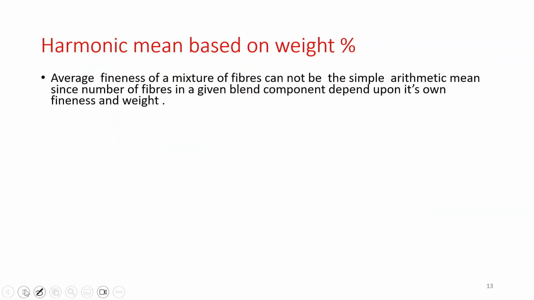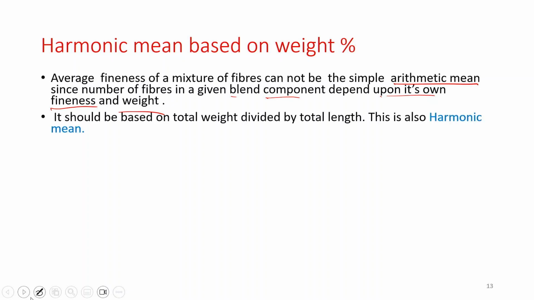Another calculation is harmonic mean based on weight percentage. Like average fineness of a mixture of fibers cannot be their simple arithmetic mean, since number of fibers in a given blend component depends upon its own fineness and weight. It should be based on weight divided by the total length, and that is what is basically harmonic mean.